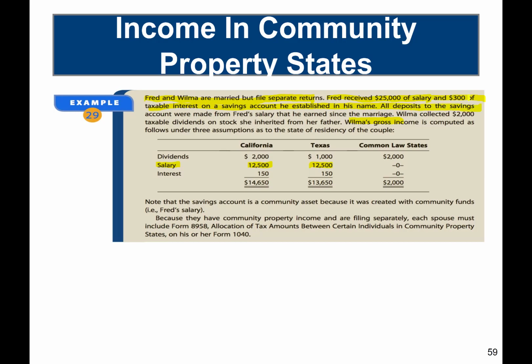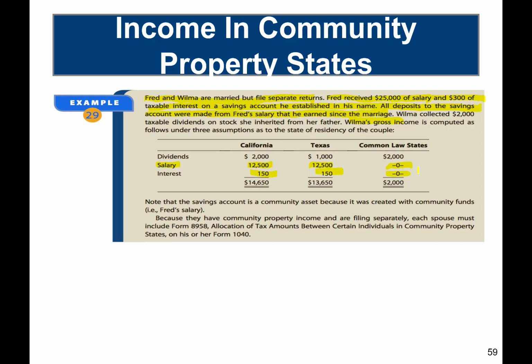All deposits to the savings accounts were made from Fred's salary that he earned since the marriage. So you take a look, and the interest is also considered community income because he made all those deposits after the marriage, right? Notice for the common law states, we don't do that. We don't consider it community income for the common law states.